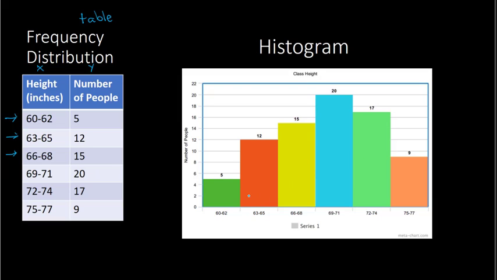Now, typically speaking, you will not see a number on the top. Like here we see the 5 written above the bar, the 12 here, 15, 20, 17, and 9. You don't normally see that. You have to be able to go over and see what number it lines up with. Here it lines up with the 12. This one lines up with between 14 and 16, which would be 15, and etc.